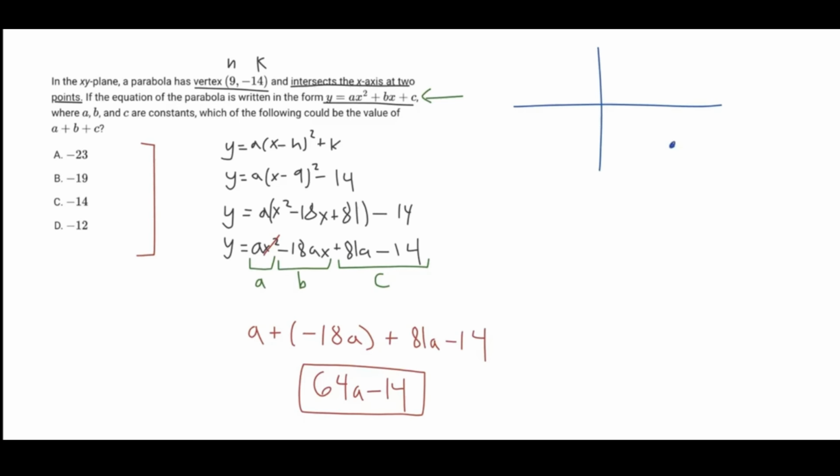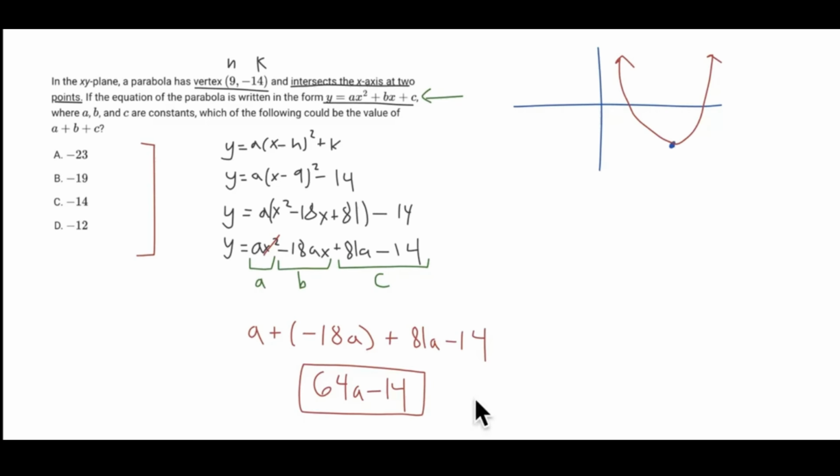So if it intersects the x-axis at 2 points, that means the parabola has to open upwards. And that means the a value must be positive, right? It can't be like this, because then the vertex would be up here, which makes no sense. So what it has to look like is something like this. Boom. Very straight, curvy parabola, but whatever.